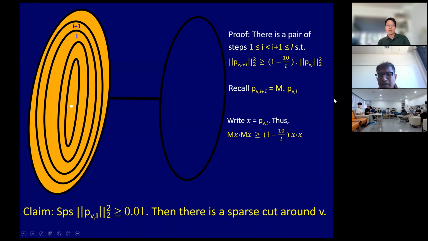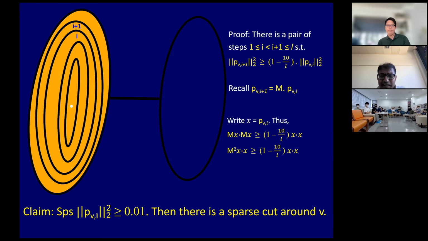M is a symmetric matrix, since I assumed that my graph is d-regular. You could write the left-hand side as the inner product of M squared x with x. Now, what is this saying? This is telling you that x is essentially an eigenvector of M squared with eigenvalue 1 - 10/L.